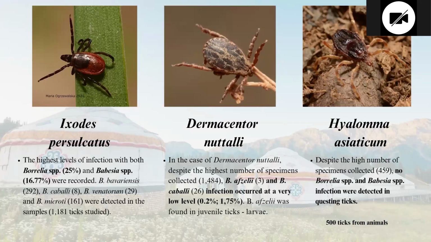In the case of Dermacentor nuttalli, we detected Borrelia afzelii and Babesia caballi, but the infection occurred at a very low level. In the case of Hyalomma asiaticum, despite the high number of collected questing ticks, we didn't discover any Borrelia or Babesia, but we still have 500 ticks from animals, which we can study to see if we can detect some Borrelia and Babesia in them.